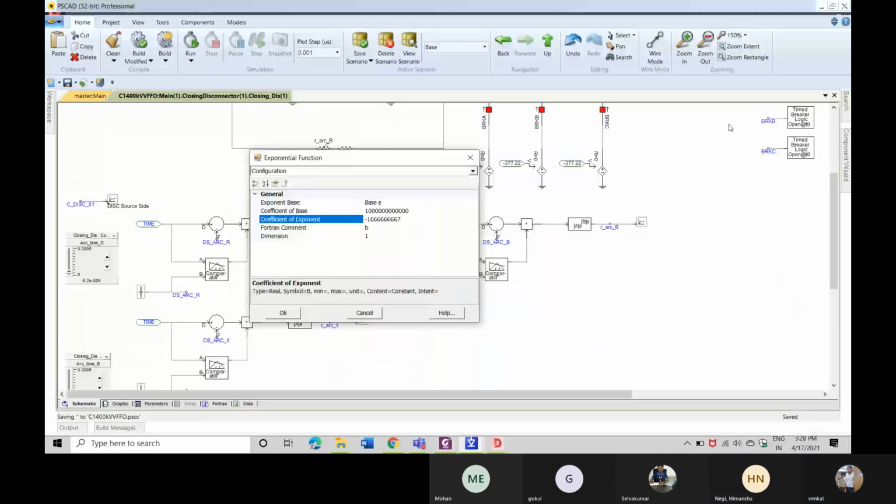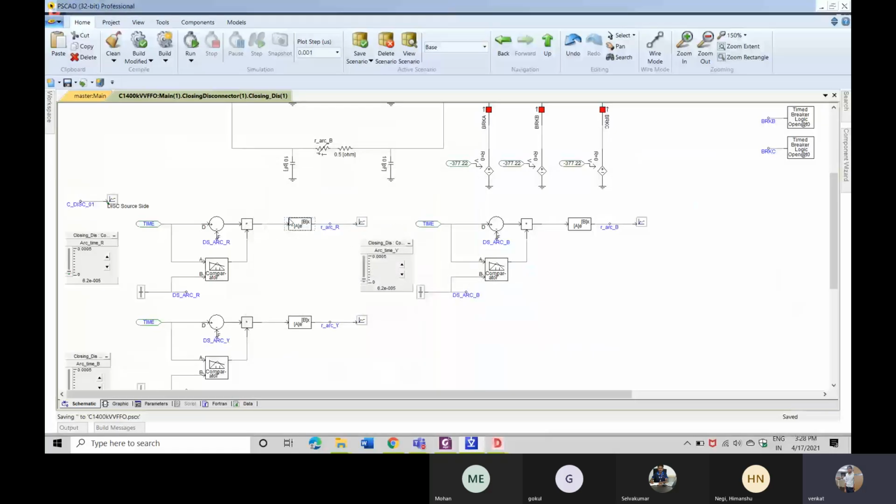Now we have completed the exponential part.